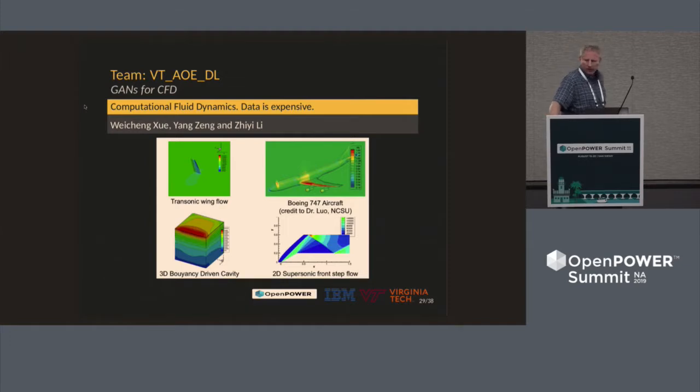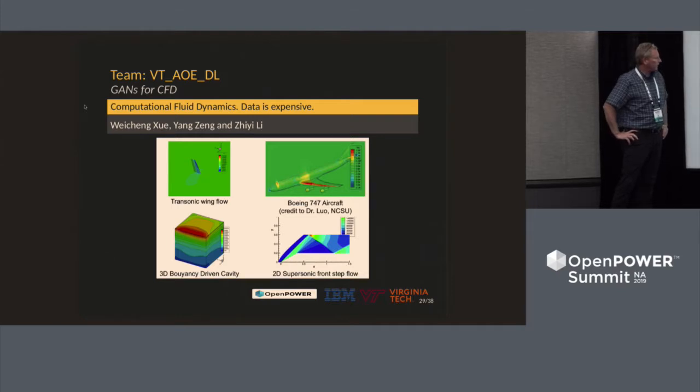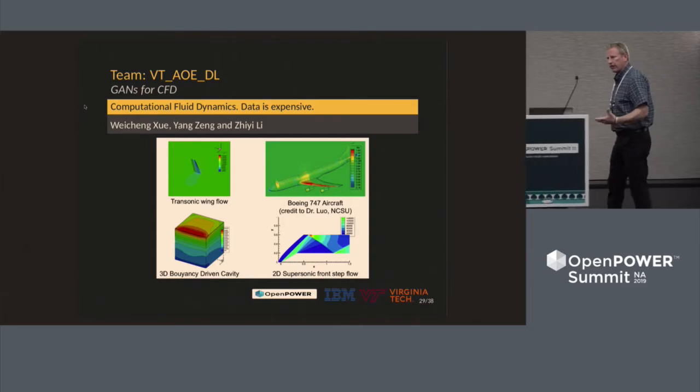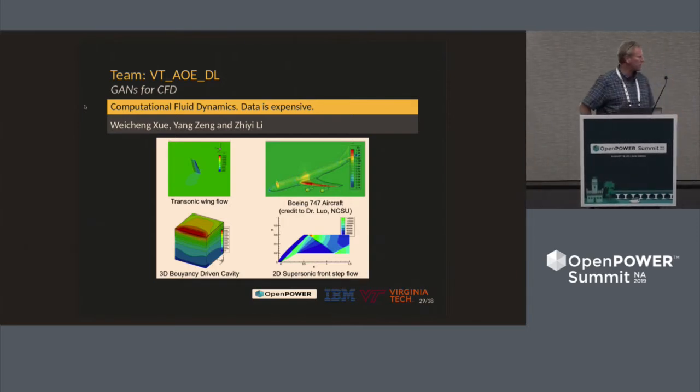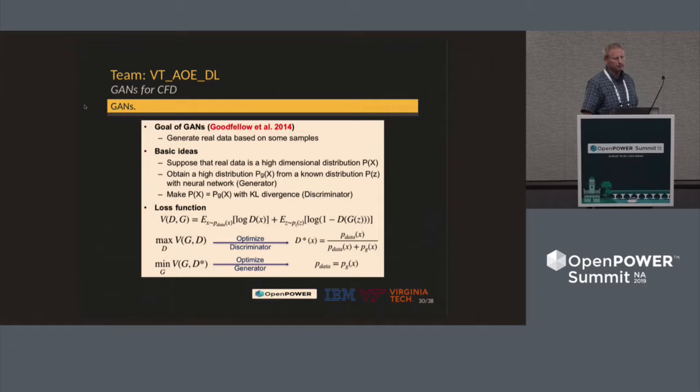So the last application is GANs for CFD. These guys are out of our engineering department. They're looking at airflow across various airfoils, for instance, across the wing, across the fuselage, etc. As you might imagine, getting these data sets is pretty expensive. So if there's a way for them to generate data sets, that would be advantageous if they could use that to augment data.